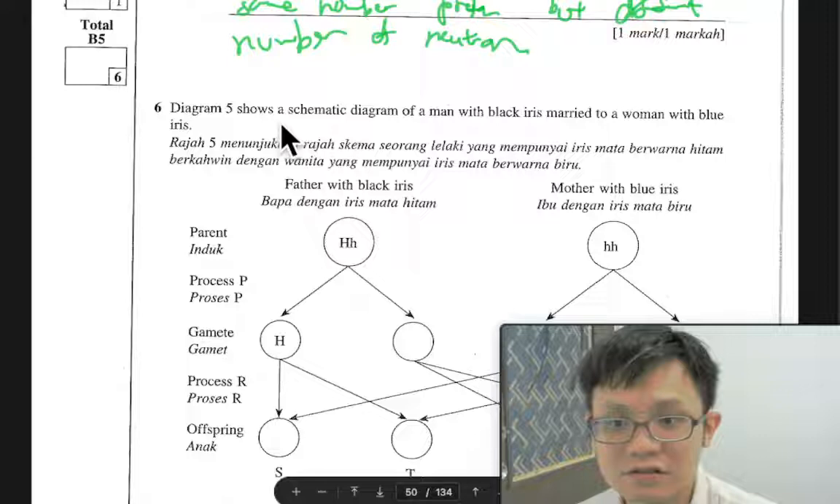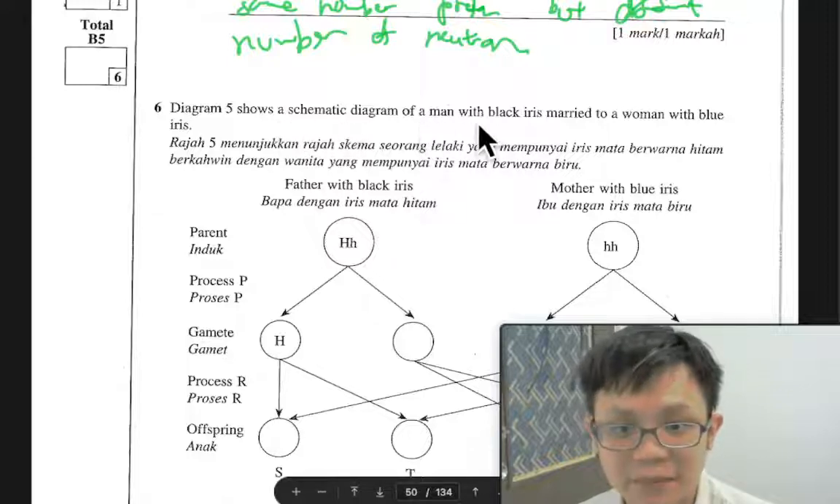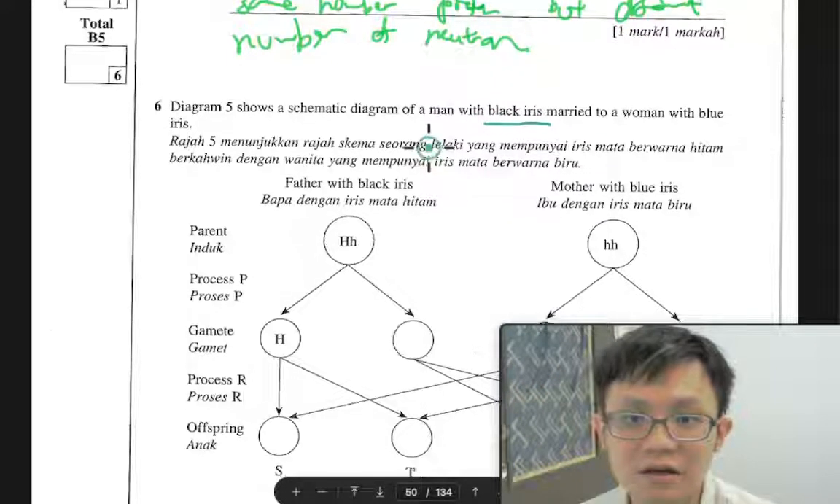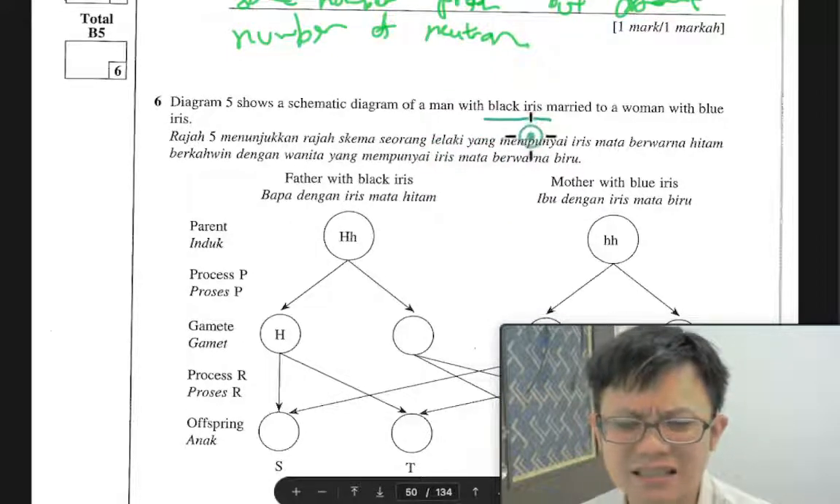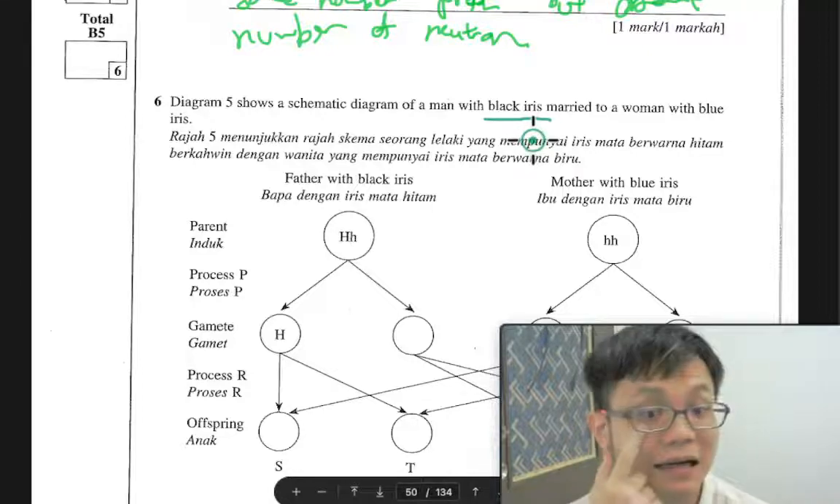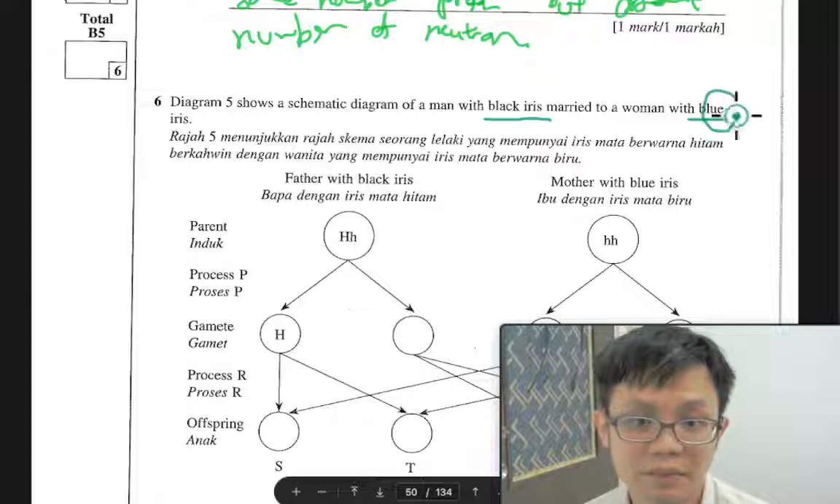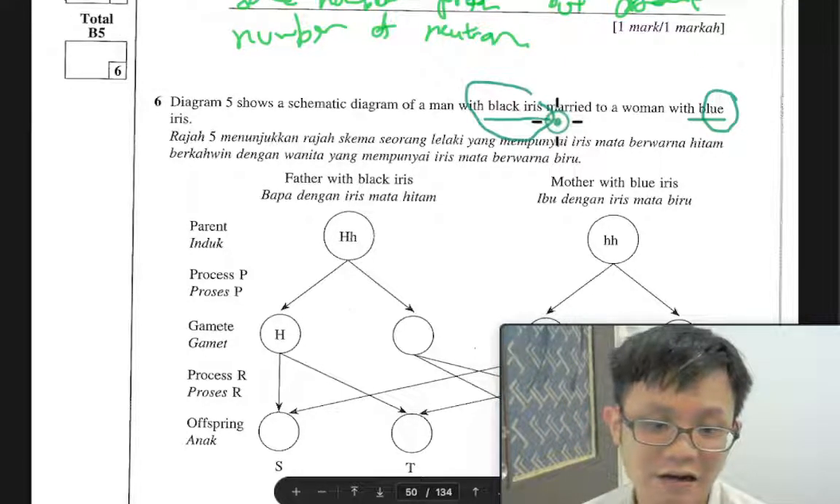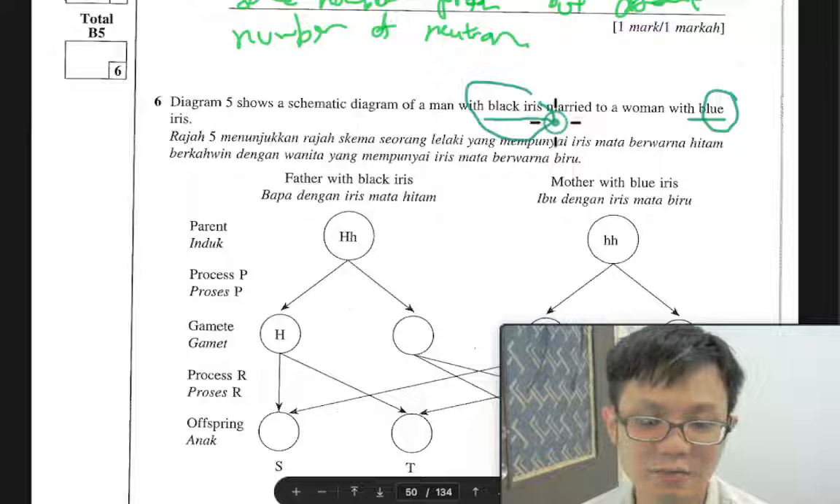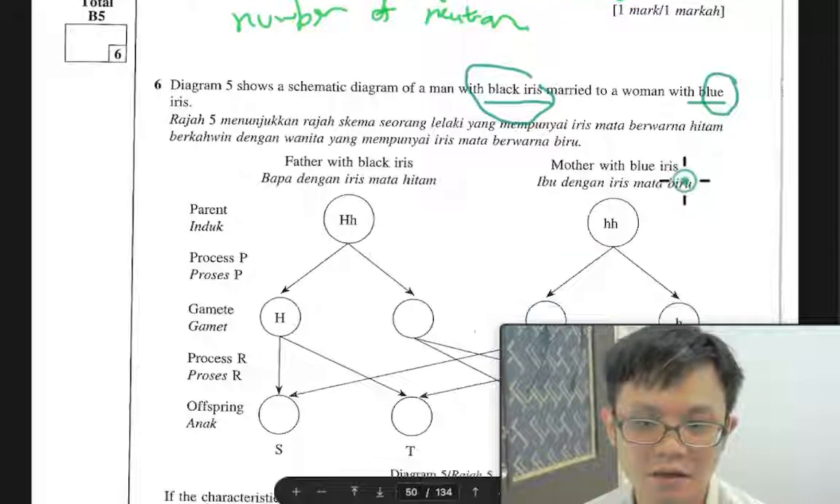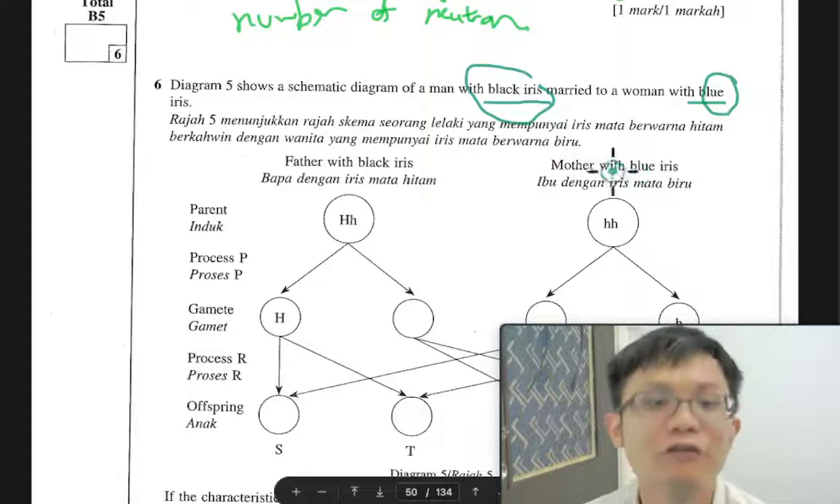Diagram 5 shows a schematic diagram of a man and the iris, the black color eye. If you have a highlighter, it's good to scribble on the question paper with a black pen. Some people have blue eyes and some people have black eyes. So the son, how do you think the son will get black eyes or blue eyes? It will be black. How do you know?